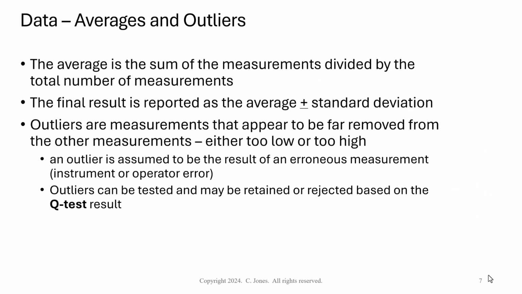Okay, so to summarize this, the average is the sum of the measurements divided by the total number of measurements. The final result is reported as the average plus or minus the standard deviation. Outliers are measurements that appear to be far removed from the other measurements. They're either too low or too high. The outlier is assumed to be the result of an erroneous measurement, either instrument or operator error. Outliers can be tested, and they can be retained or rejected based on the results of the Q test.